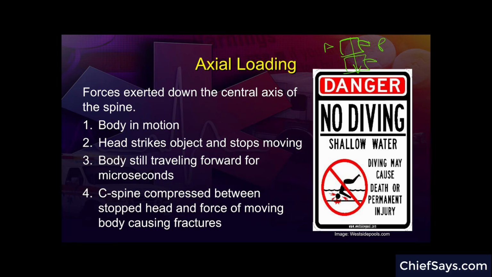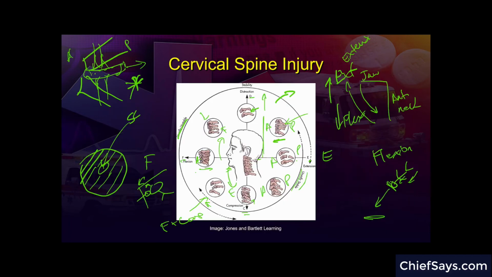Axial loading comes from examples. The best example, I think, is when somebody is jumping into shallow water and strikes their head on the bottom of the pool or the water source, and as their head strikes, the body continues traveling straight towards the head along the spinal column's axis, and so that would give us axial loading. So if we go back to our picture here, axial loading will result in compression.